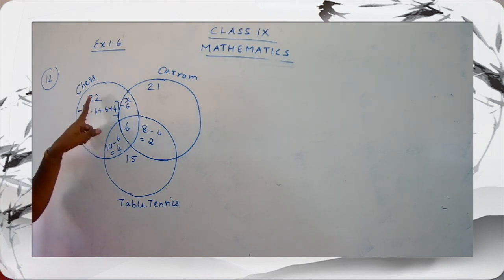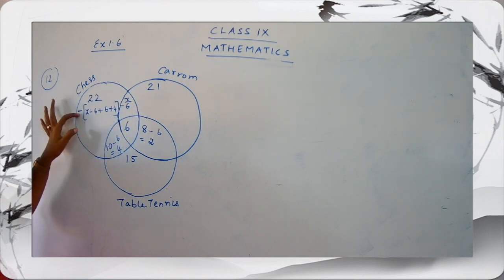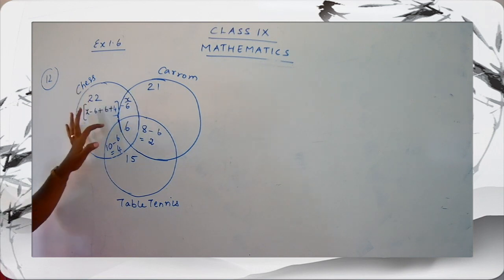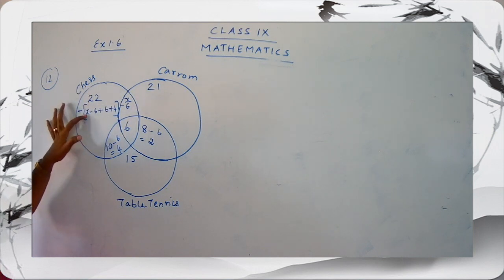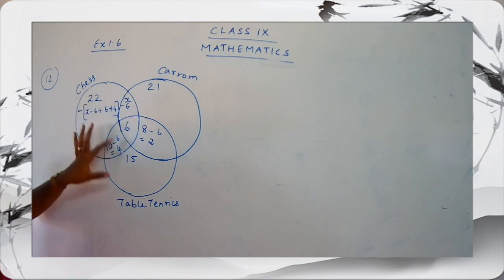22 was given. You are going to subtract x minus 6. But don't just put a subtraction sign. You have to use a bracket. Okay, children? So x minus 6 plus 6 plus 4.